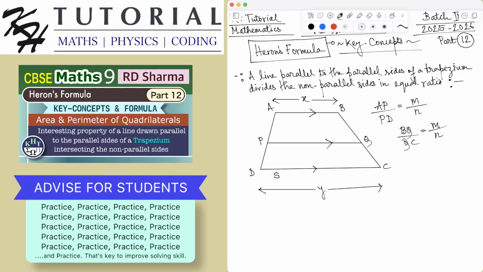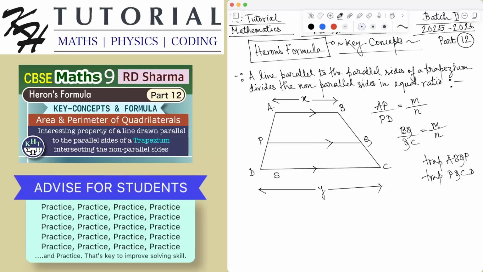Now we see that the line PQ is dividing the entire trapezium into two trapeziums: trapezium ABQP and trapezium PQCD. What will be the ratio of the areas of these two trapeziums? That is the question.